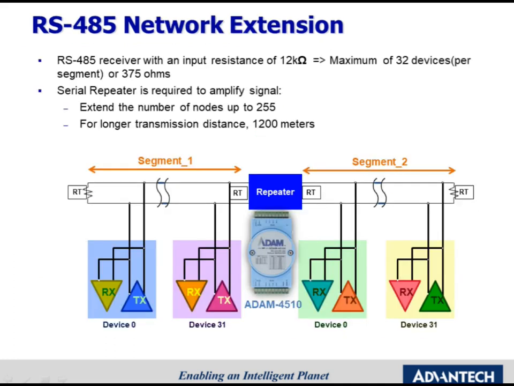However, there are some limitations for the connected slave devices. The maximum loading resistance is 12k ohm. You can only connect maximum 32 devices in the same network. When you want to extend your network with RS-485 transmission, you need a repeater, ADAM 4510, to amplify your signal when the total transmission distance is over 1200 meters.